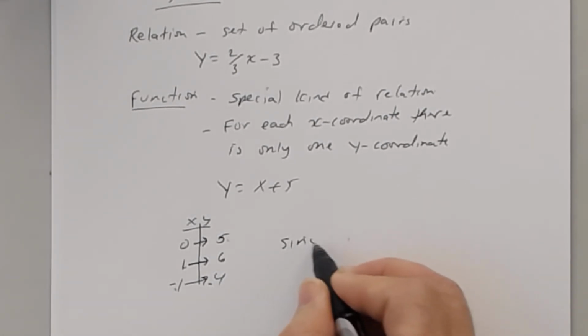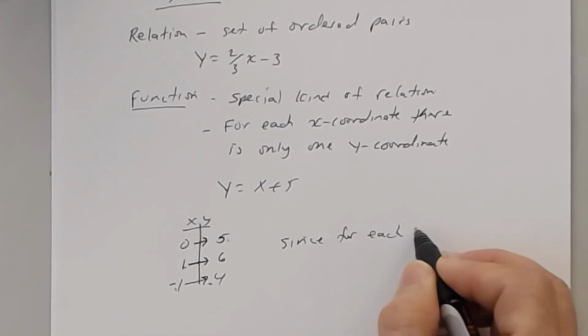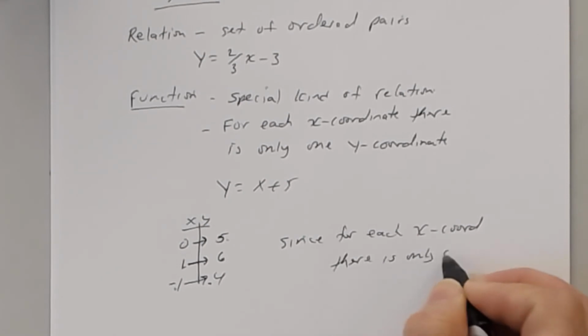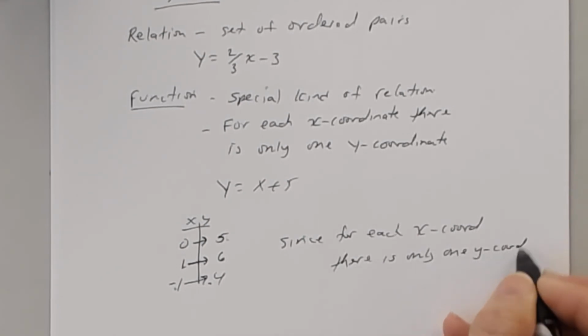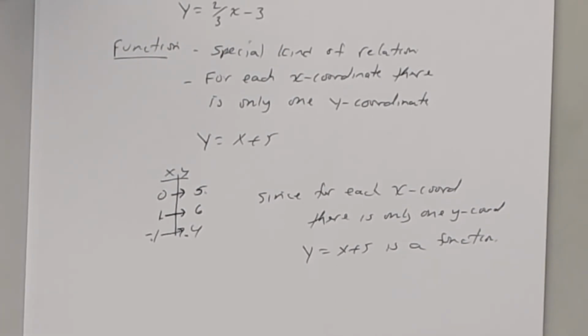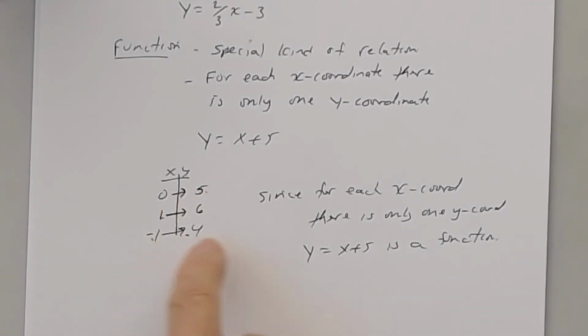So since for each x coordinate there is only one y coordinate, y equals x plus 5 is a function. And if you go back to the t-tables we did in the previous classes, you'll notice for each of those x coordinates, how many y coordinates were there? One. So all those were functions except for one. And let me explain which one it is.